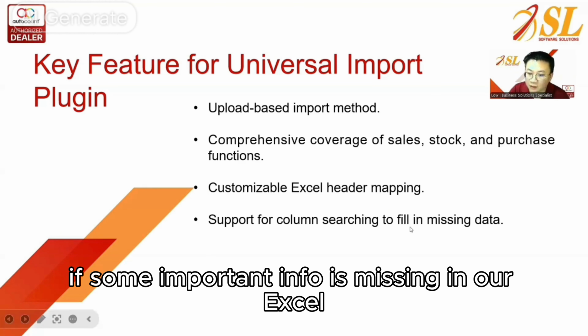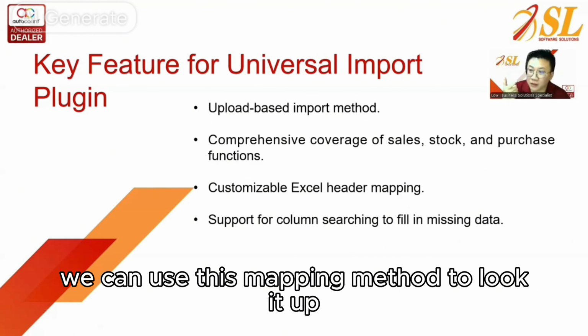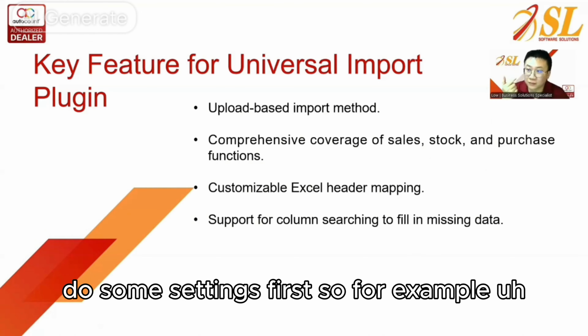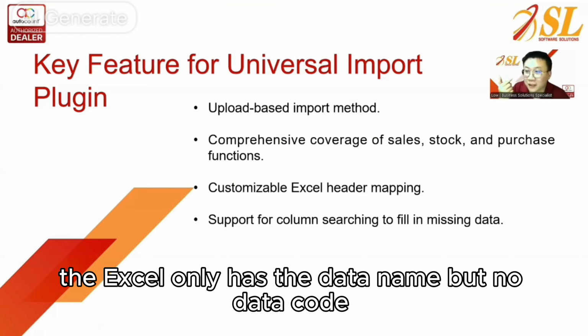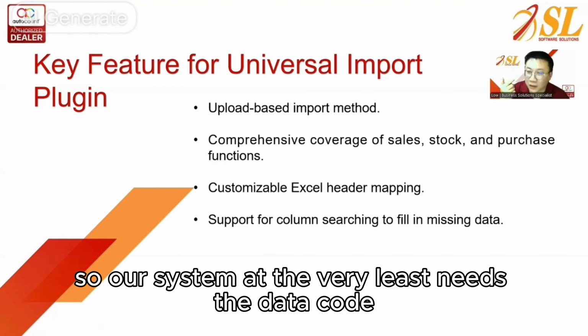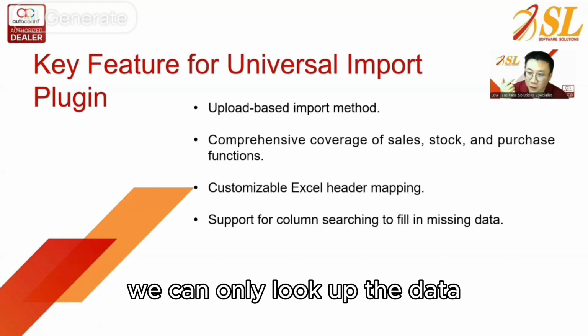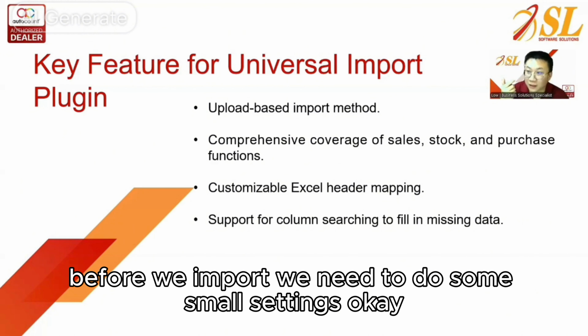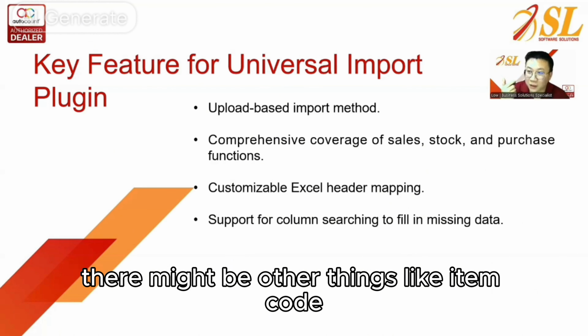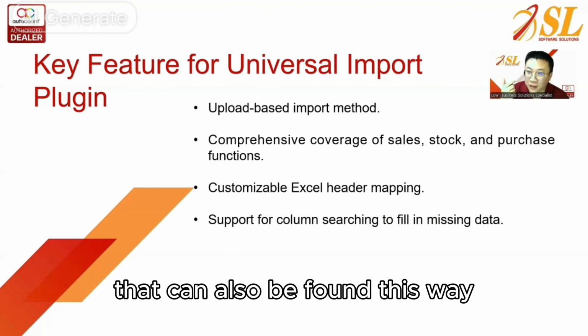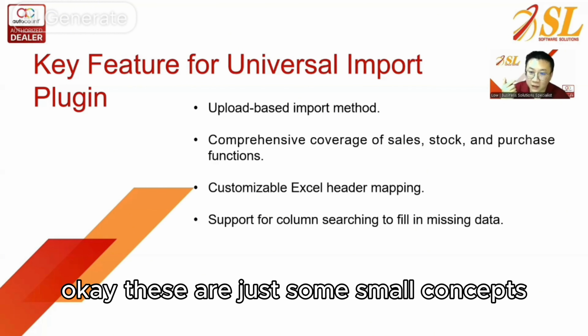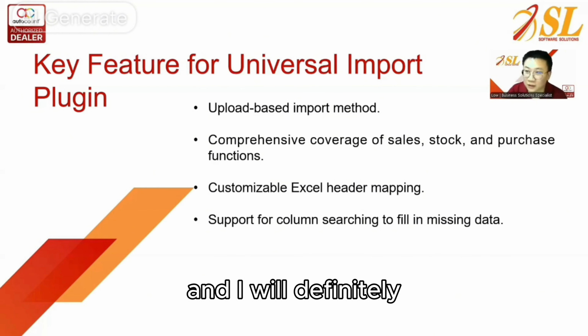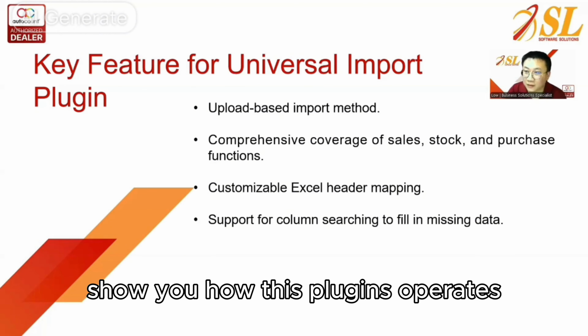Okay, and finally, if some important info is missing in our Excel, we can use this mapping method to look it up. We do some settings first. For example, the Excel only has the debtor name, but no debtor code. Our system at the very least needs the debtor code, right? This is the most important. We can look up the debtor name to find the AutoCount debtor code. Before we import, we need to do some small settings. Not just the debtor code, there might be other things like item code that can also be found this way. These are just some small concepts, and I will definitely show you how this plugin operates.